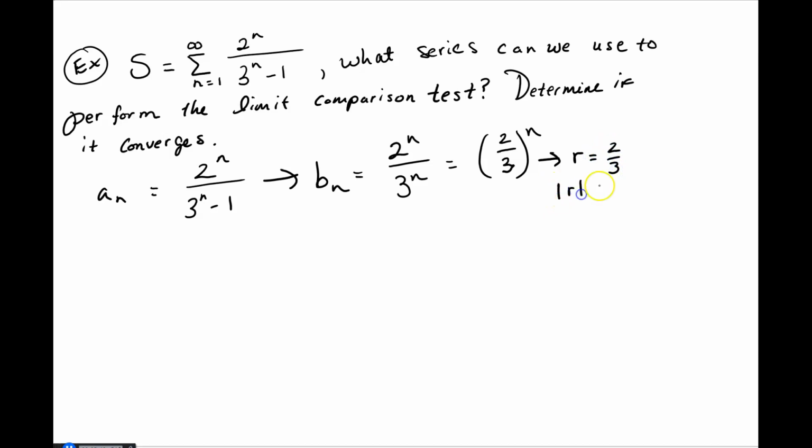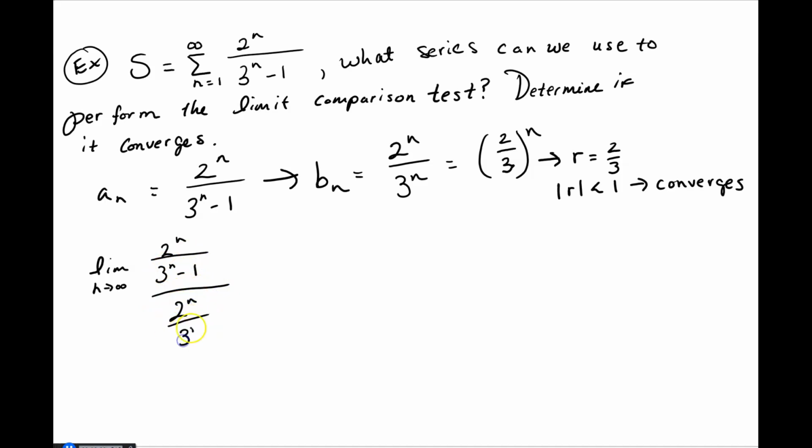And since r, the common ratio, is less than 1, I can make the claim that this one right here converges. All right, so I know that already. All I need to do is find the ratio and find the limit of these two, a to b. And if it's positive and finite, then S must converge. All right, so let's go ahead and do that. We have the limit then as n goes to infinity of 2 to the nth over 3 to the nth minus 1 over 2 to the n over 3 to the n.